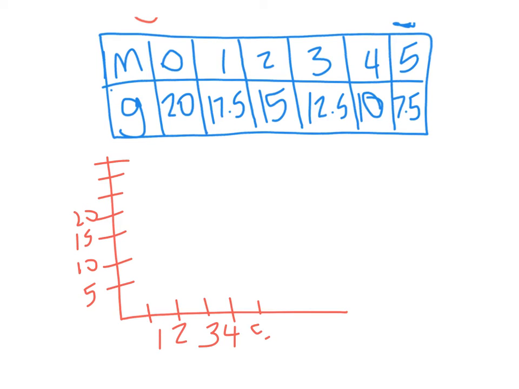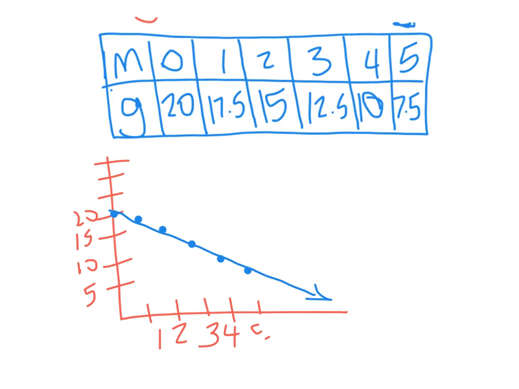Okay, so then to graph these, my first point, 0, 20, so I started out with 20 gallons. After 1 minute, I'm down to 17.5 gallons. After 2 minutes, I'm down to 15 gallons. 3 minutes, I'm down to 12.5 gallons. 4 minutes, I'm down to 10 gallons. 5 minutes, I'm down to 7.5 gallons. And so on and so forth. You're losing water out of this tub. It should be a nice straight line.